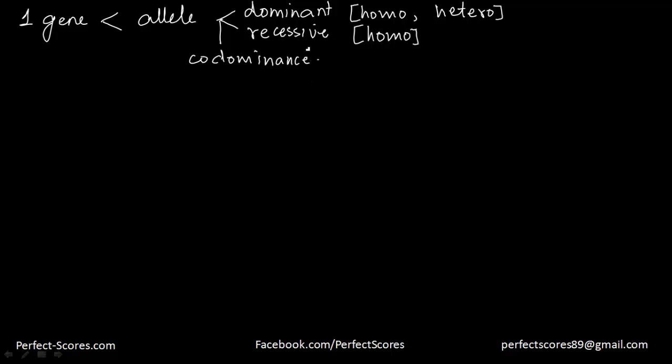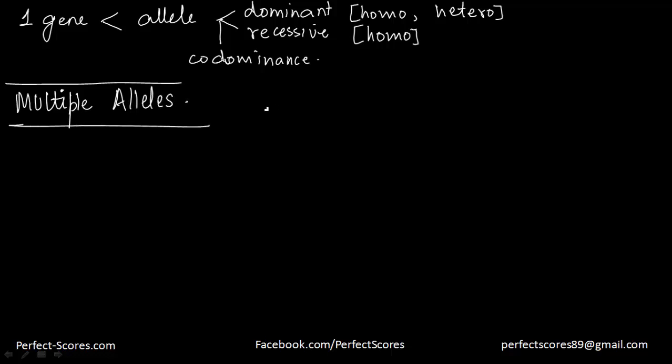It happens in case of a few examples, for example, in case of rose plant. So we are going to do something a little different from what we have learned. We are going to do something about multiple alleles in this video. So yes, there are some genes that are controlled by more than one allele. So we call them multiple alleles. So there are some genes that have more than two alleles for a given trait.